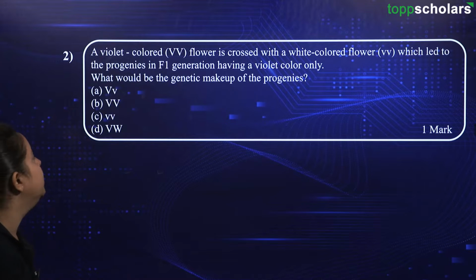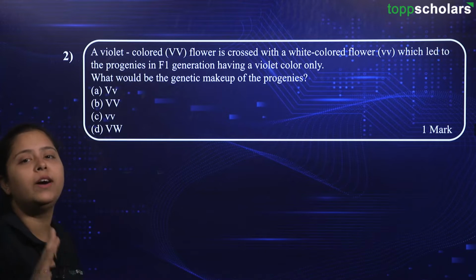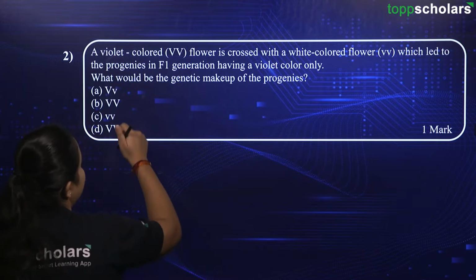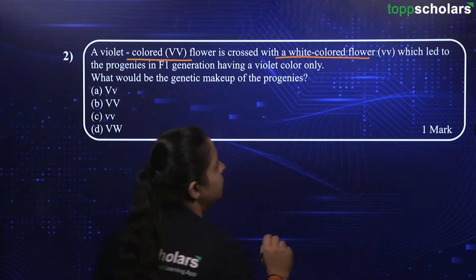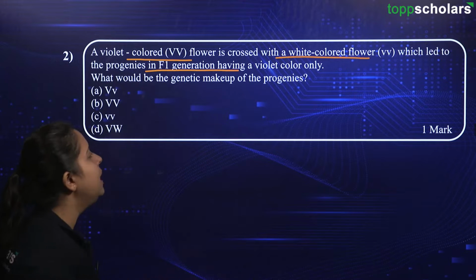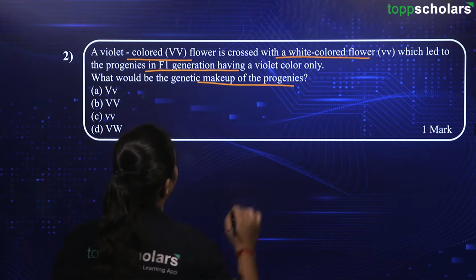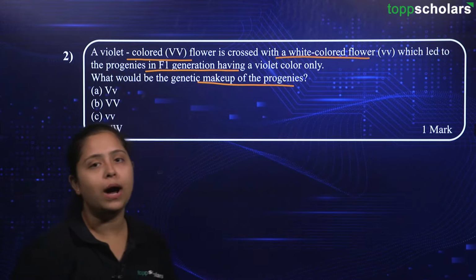Here is the question. The question is MCQ type, that is multiple choice question. You are provided with 4 options over here. Let us have a look at the question. It says that a violet colored flower is crossed with a white colored flower, which led to the progenies in F1 generation having a violet color only. Then what would be the genetic makeup of the progenies? Here are the options provided to you, and this question is holding 1 mark.